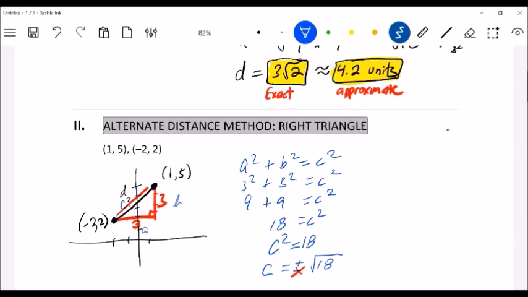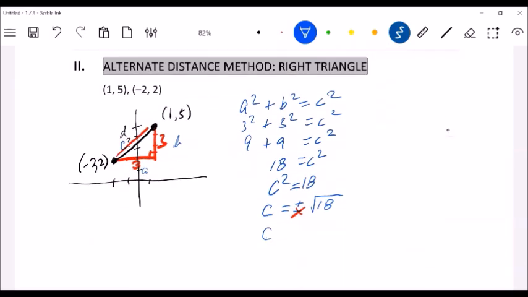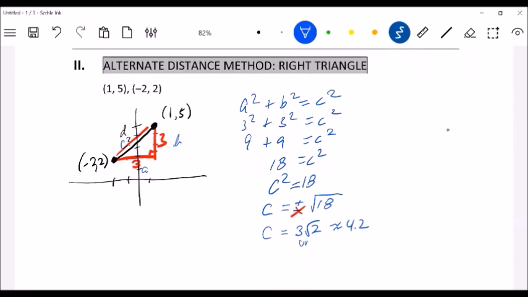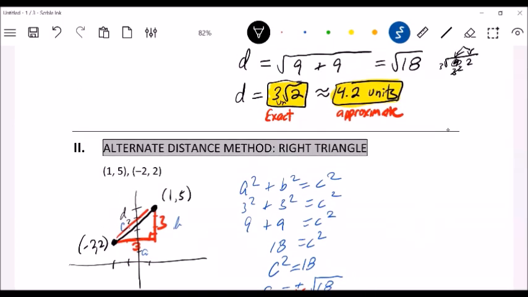And then this happens to be the same place we were at before. So C is 3 root 2, which is approximately 4.2. And I should write units on both of those. And so both of those are correct for the same reasons above. I'm going to write units under here for that one.